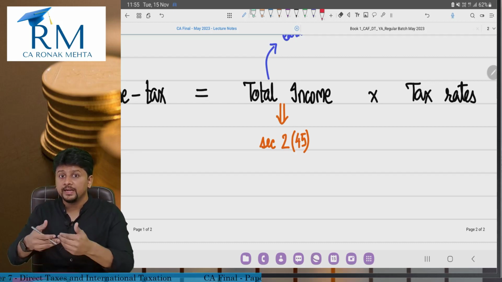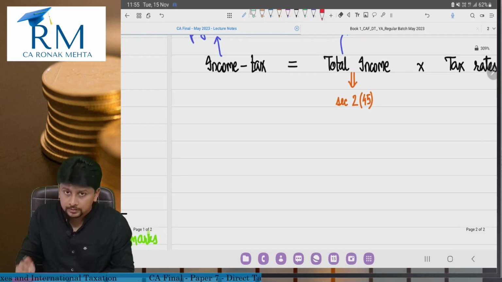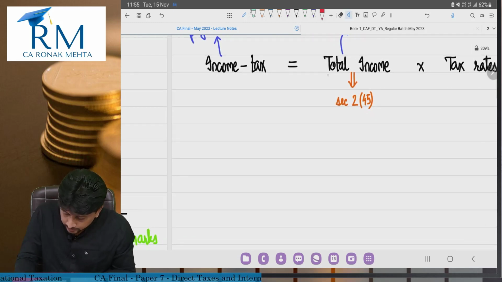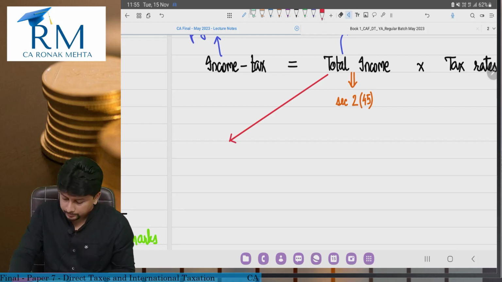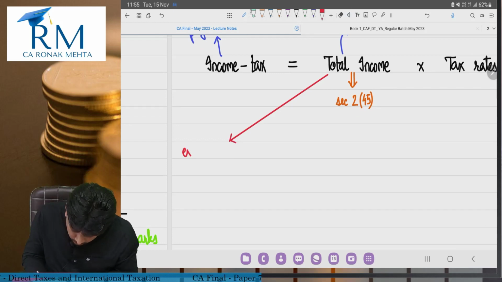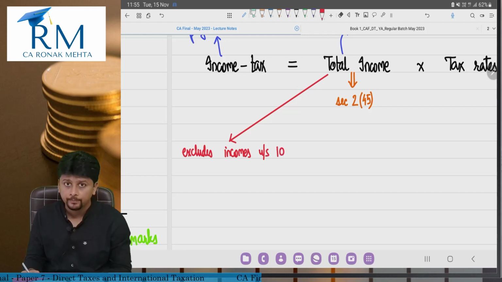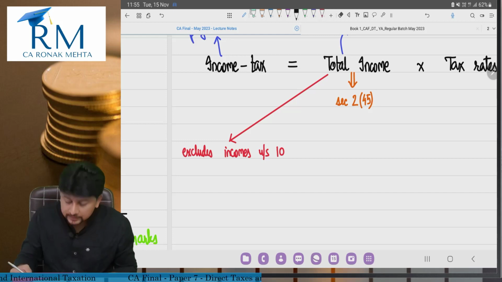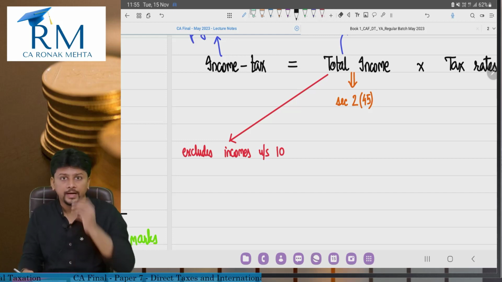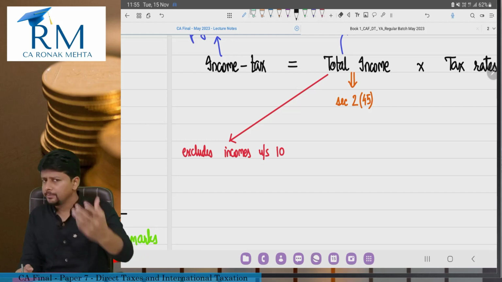I don't have to pay tax, which means I can easily interpret one thing here: that my total income excludes my incomes which are exempt, incomes which are covered by section number 10, because I don't have to pay tax on it. Why is it called exempt? Why is it exempt? So there are multiple reasons.